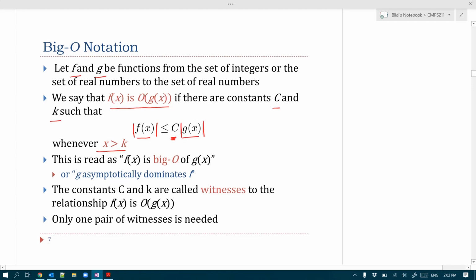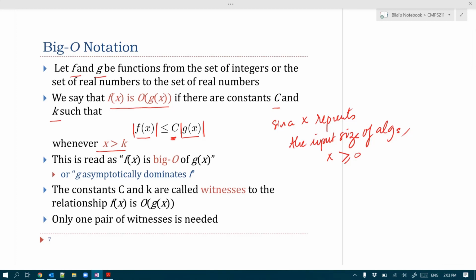But since the x values that we are concerned with in our course and in algorithms in general is the input size, so since x represents the input size of a certain algorithm, x is typically greater than or equal to 0. Okay, so no one will ask you to search in a list of -5 books. So this cannot happen.